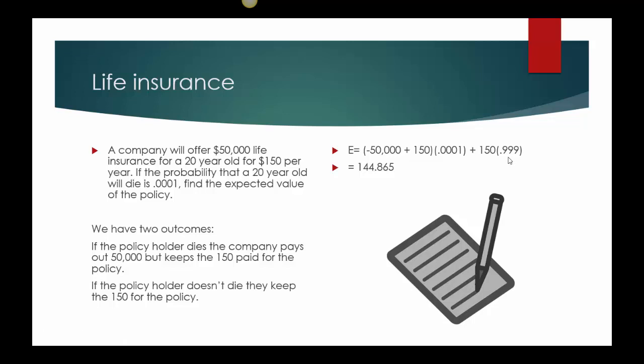Multiplying these two things together, and if you put this in your calculator, which I very much encourage you to do, make sure you use parentheses just like I did. You want the negative 50,000 and the 150,000 in parentheses. The parentheses tell the calculator to do that order of operations first before it multiplies by the 0.0001. Okay, this says on average the insurance company expects to earn $144.865 for each customer it takes.